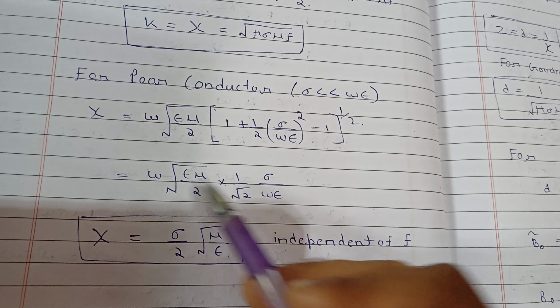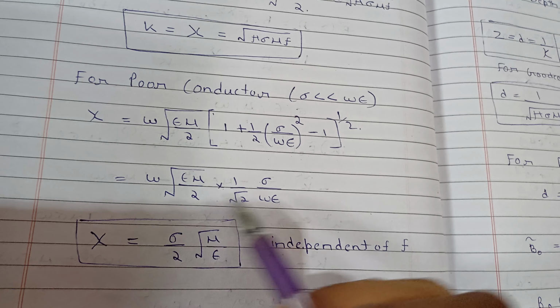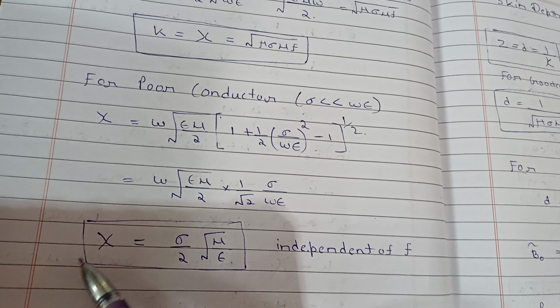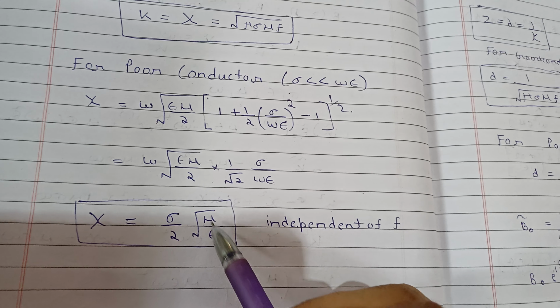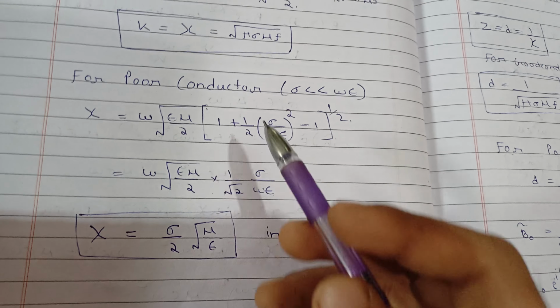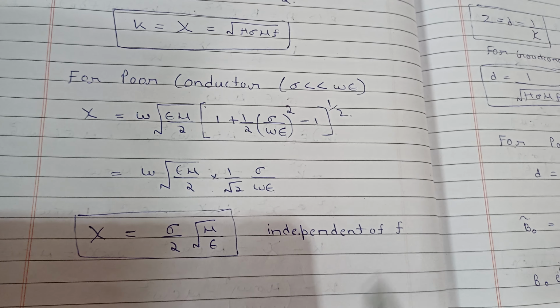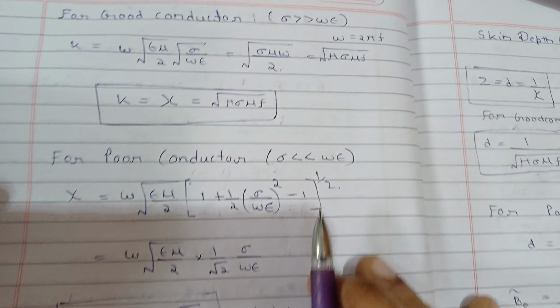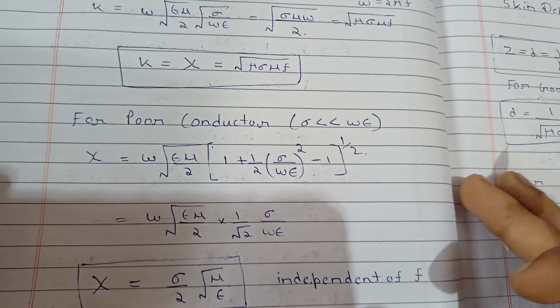Now from here you will just cancel the terms which are cancelling, and you will get this as your expression: kappa is equal to sigma by 2 under root mu by epsilon. And see that inside a poor conductor, it is independent of the frequency. So you must remember these expressions, a very important question can be framed from here.